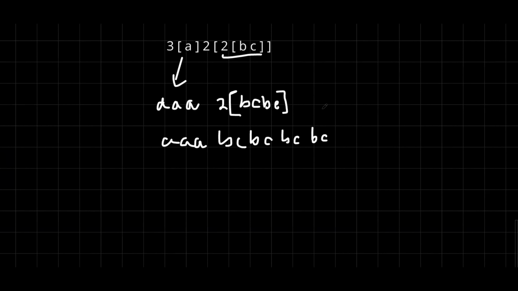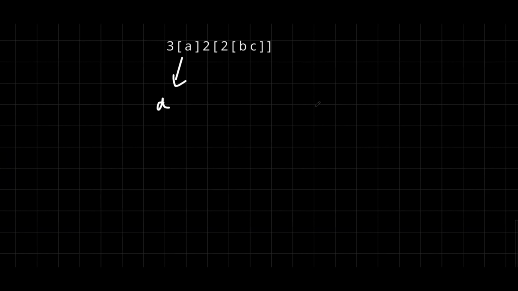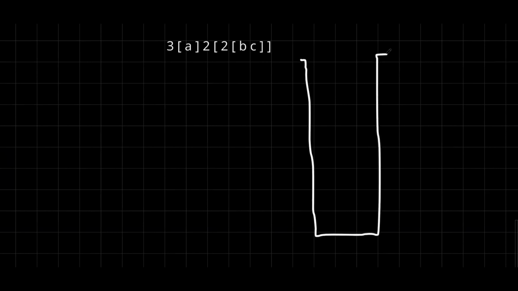Now the problem is, how can we do it by using some data structure? Here we can solve this problem by using the stack data structure. Let's take a stack, and we know that a stack operates in last in first out manner. Our first element is 3, so we simply insert it into the stack. Our second element is the opening bracket, so we insert it. Our third element is a, so we insert it into the stack.